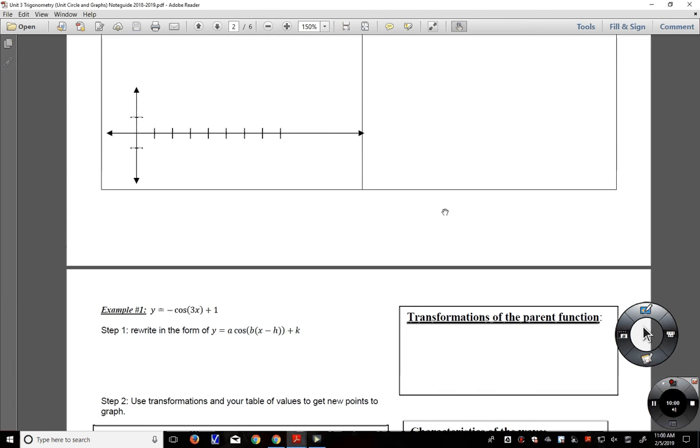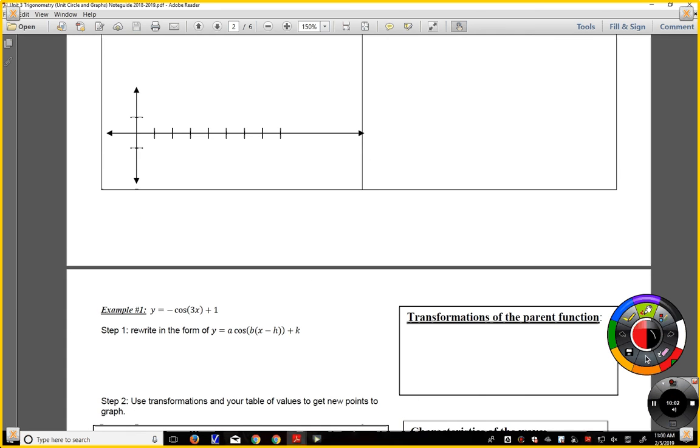Okay, so the first example we're going to look at is a cosine example, and we'll kind of do it in little steps. We'll talk about the equation, the transformations, then we'll try to make the charts and find the characteristics, and then lastly we'll try to put it on the graph. Okay, so if you can't see this equation, I know it's a little small on the screen. It looks like this.